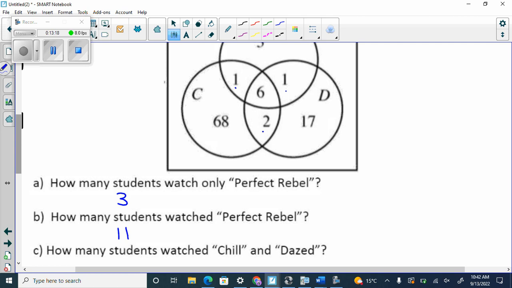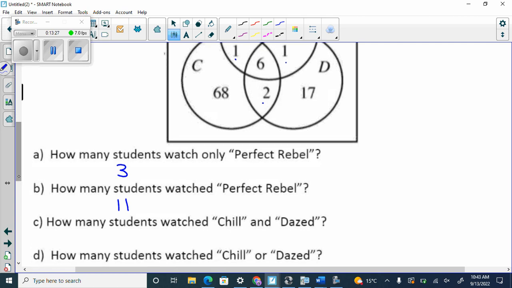Okay, how many students watch Chill and Dazed? Go. Chill and Dazed is the Chill and Dazed eyeball between the C and the D. How many is it? What's the eyeball between the C and the D? 8. It's the 6 and the 2. See this? This is the overlap between the C and the D. 8.